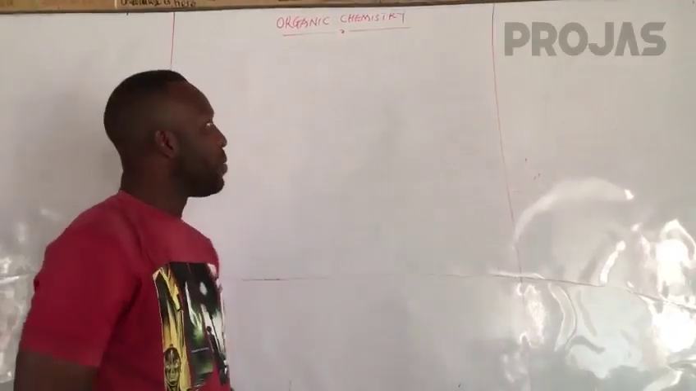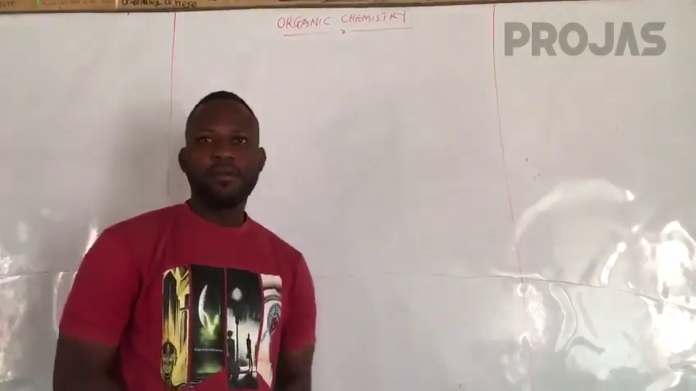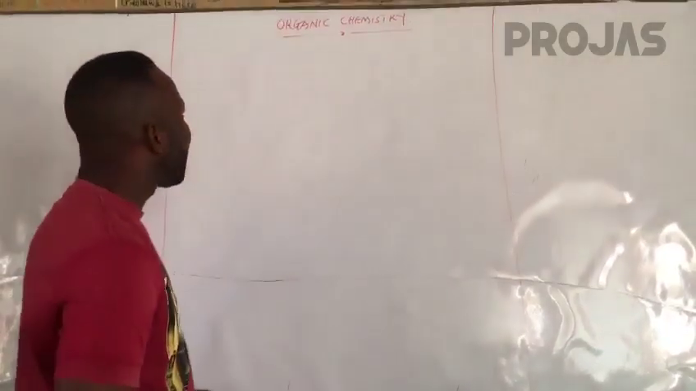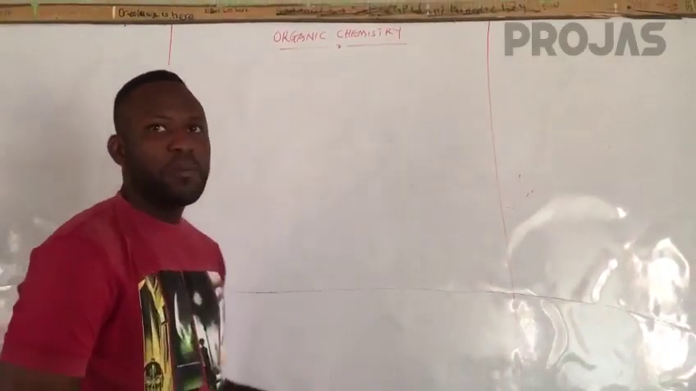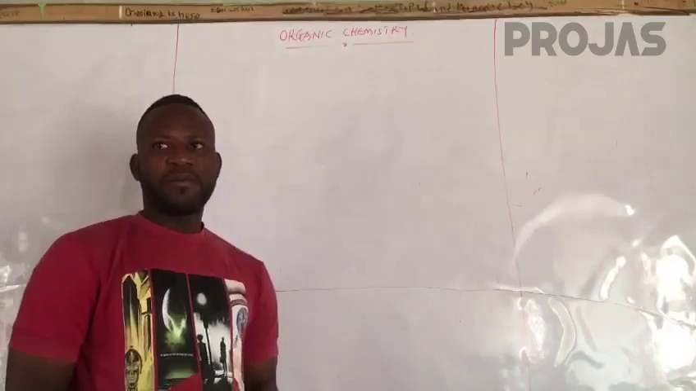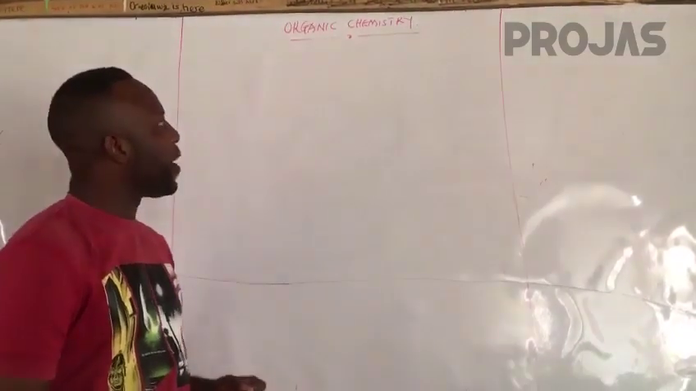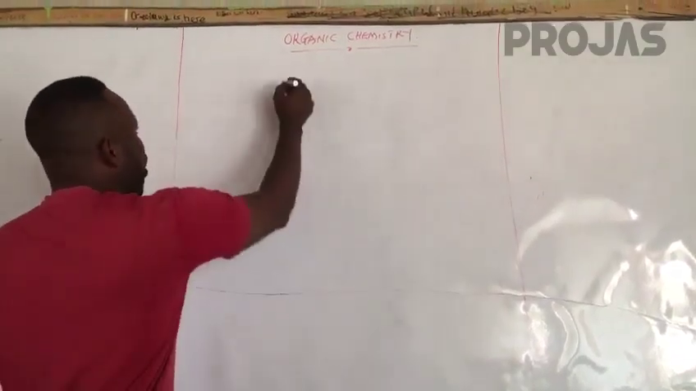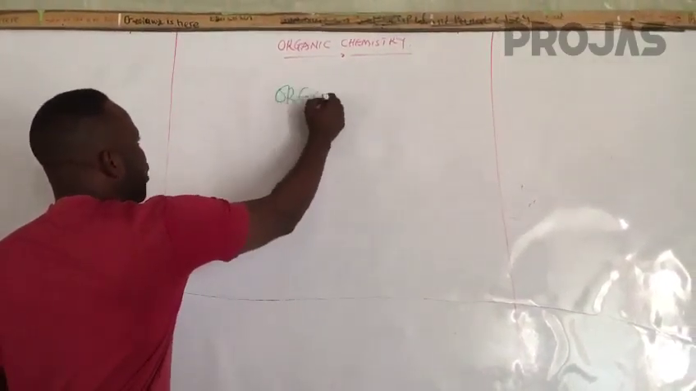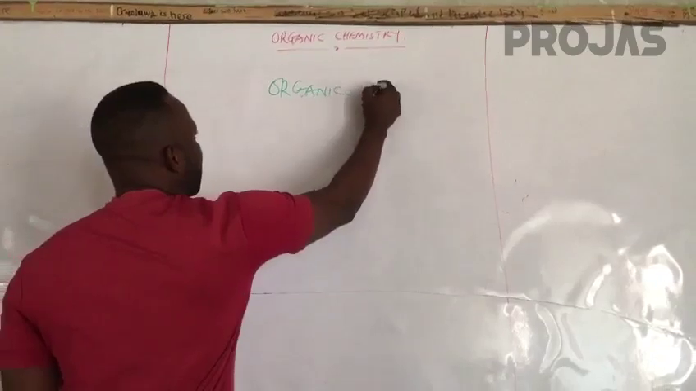So today we want to talk about organic chemistry. Organic chemistry is one of the major branches of chemistry that deals with carbon-containing compounds. And these compounds are referred to as organic compounds.